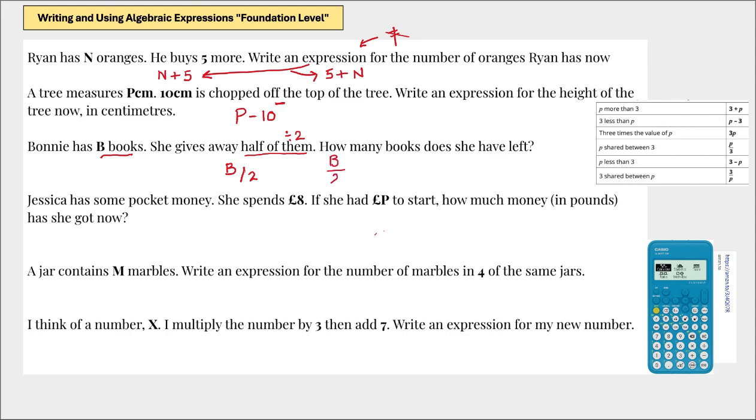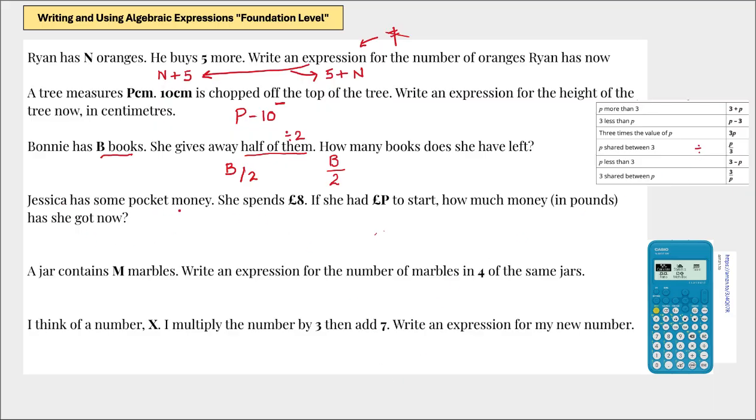So here, I believe, we have P shared between 3. P divided by 3, because you've shared that. Because she's given away half of them, she's divided it by 2. They've shared it by 3. It's P divided by 3. If it was P shared between 2, it would have been P divided by 2. Okay?